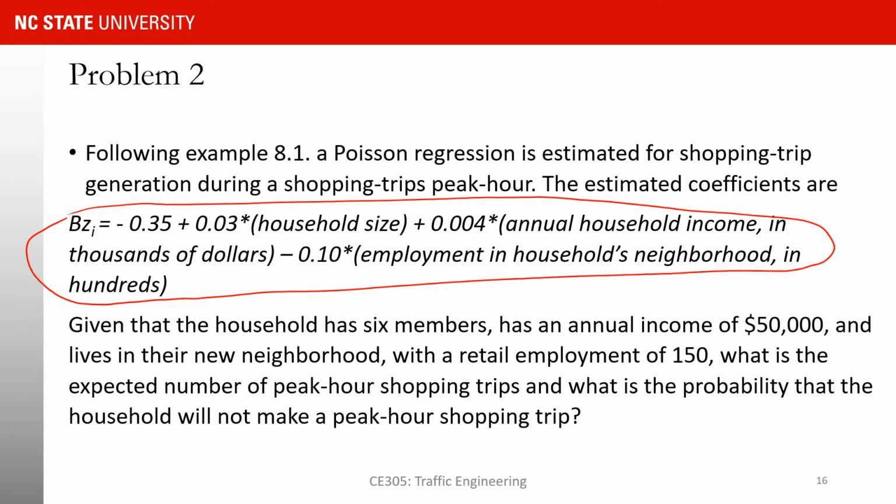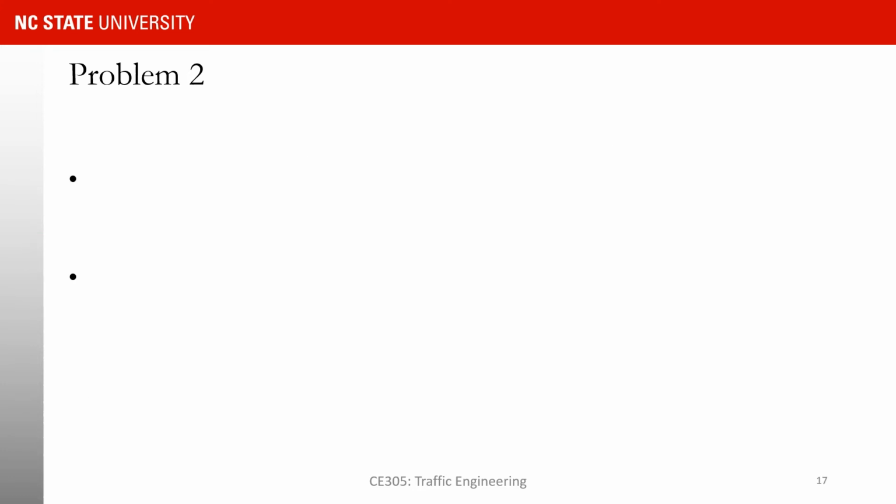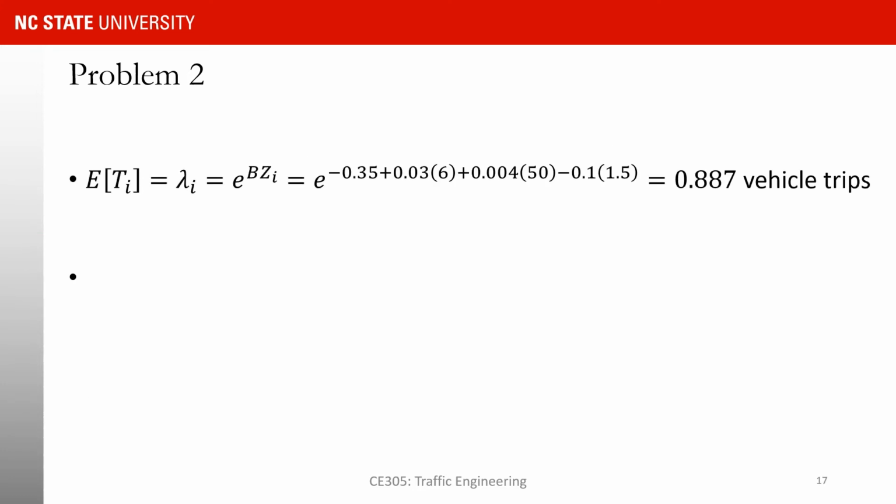Okay, so let's go over the solution of this one. What we need to do first is to find lambda I, or expected number of trips. So what you need to do is to put everything in the BZI equation, and lambda is going to be equal to e to the power of BZI. So it's going to be e to the power of negative 0.35 plus 0.03 into 6 plus 0.004 into 50 minus 0.1 of 1.5. That is going to give us an expected number of trips equal to 0.887.